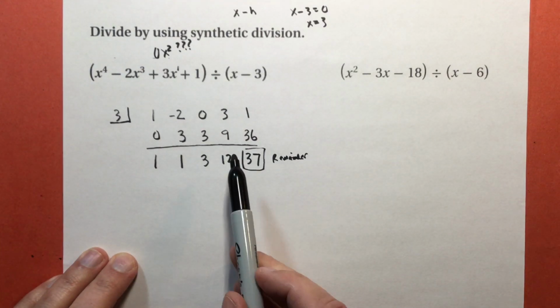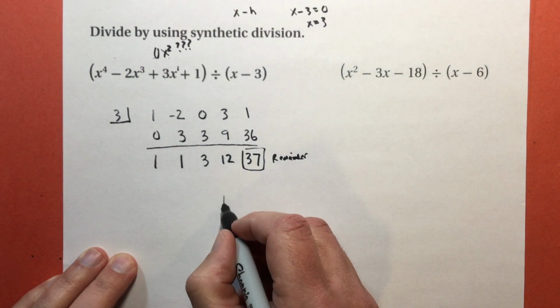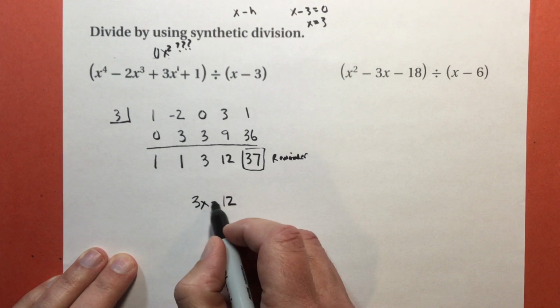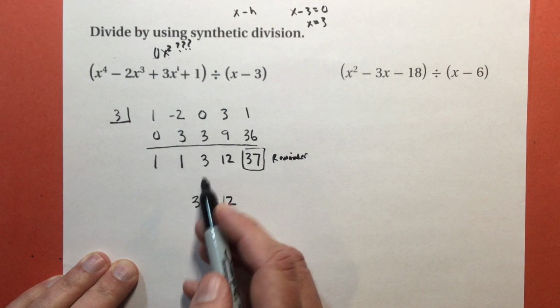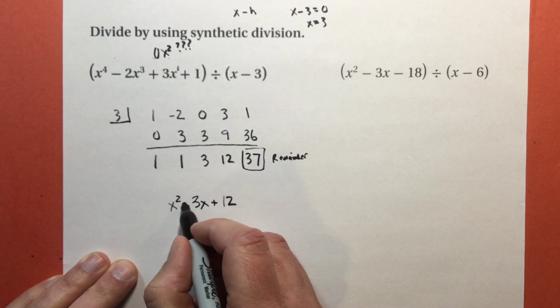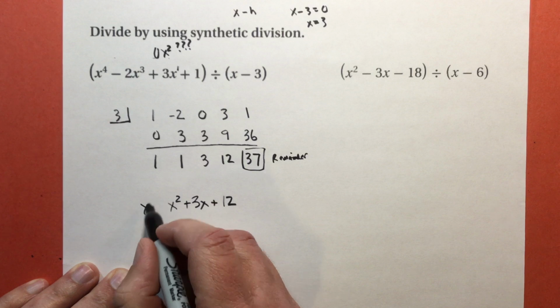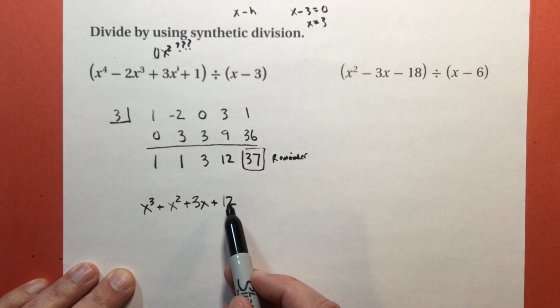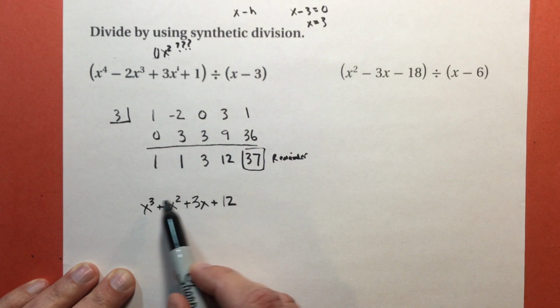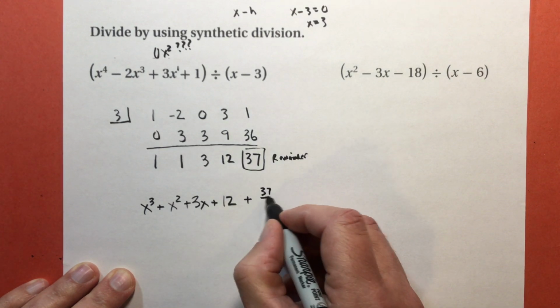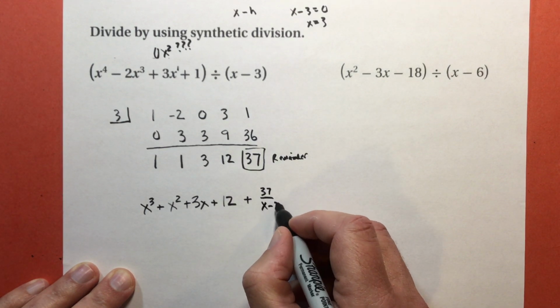That means that that's my constant, 12. That 3 is being multiplied by x, 3x. That 1 is being multiplied by x squared, 1 times x squared. And that 1 is being multiplied by x cubed. See how I did that? Constant, x to the first, x to the second, x to the third. My remainder, I'm going to write like this, 37 over x subtract 3.